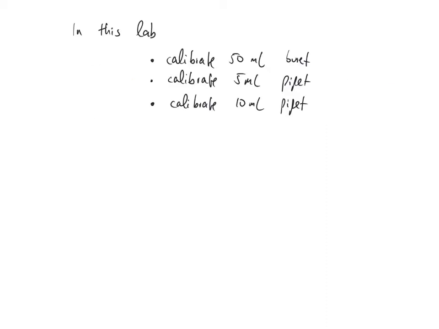Now that you have a good idea about what calibration is, let's talk a little bit about the procedure in this lab. You need to calibrate a 50 milliliter burette, a 5 milliliter pipette, and a 10 milliliter pipette. The two pipettes will be in your drawer, and the 50 milliliter burette will be stored in the lab, and you'll put a labeling tape with your name on it. That will be your burette that you will use for all experiments in Chem 210.